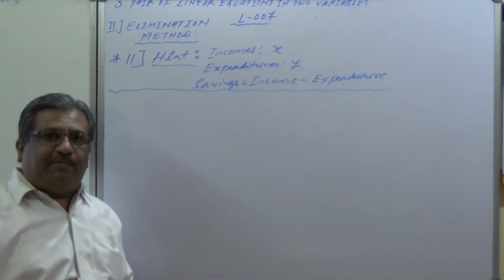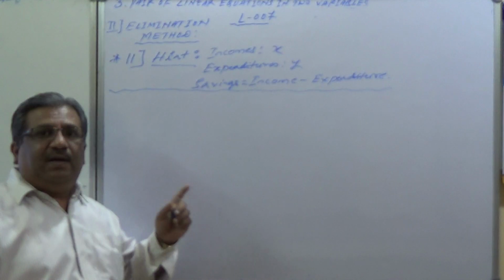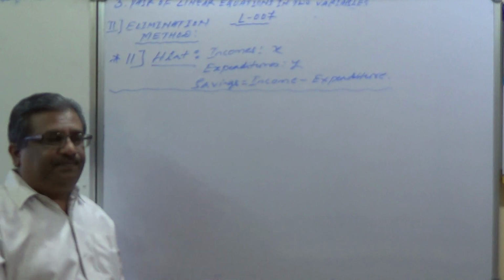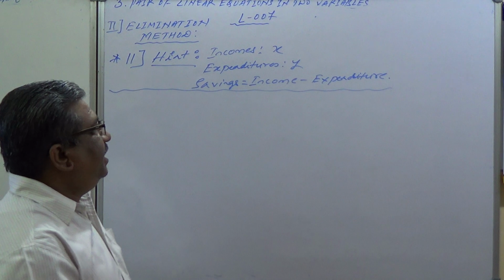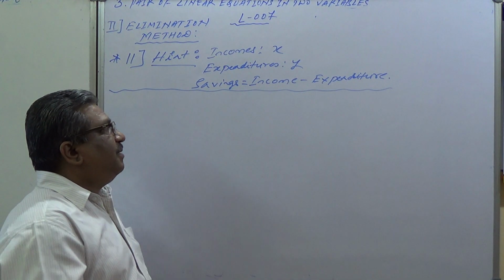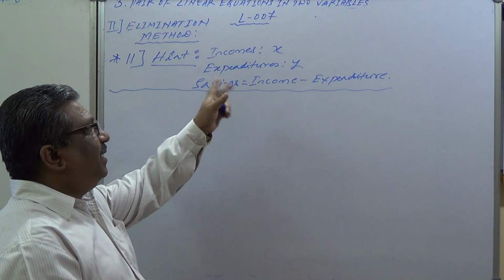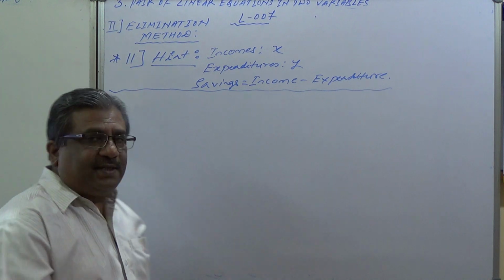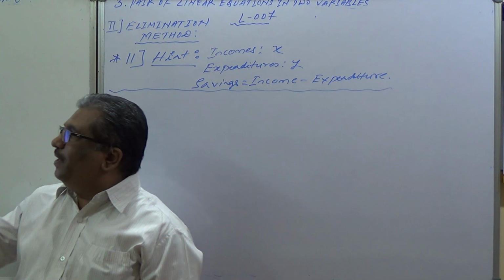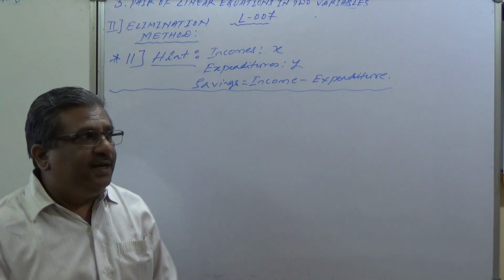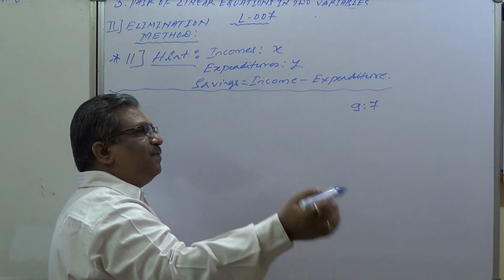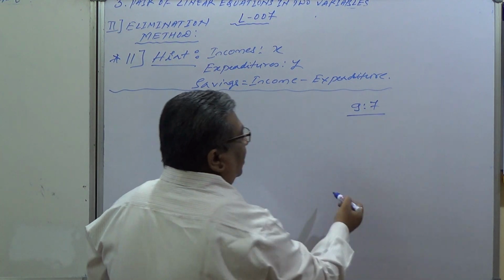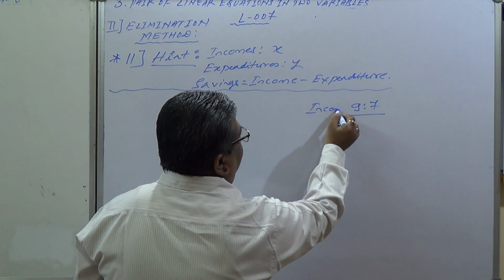Hold the textbook in front of you. While I am writing over here, look at the textbook also. Let's see here. Incomes should be expressed in terms of x, expenditures in terms of y, and the savings will be income minus expenditure. The ratio of incomes of 2 persons is in the ratio 9:7.